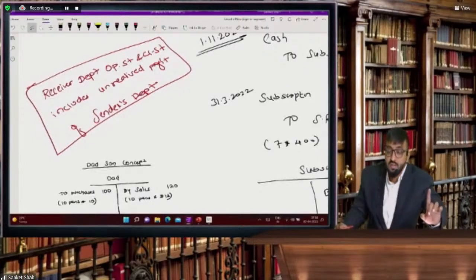Those students who are getting this dad son concept are not going to find any difficulty in this chapter. And I'm telling you, this concept is very easy. These problems will give you 100% marks, 12 out of 12, if there is no silly mistake. Don't make silly mistakes. That is the only thing, these silly mistakes.